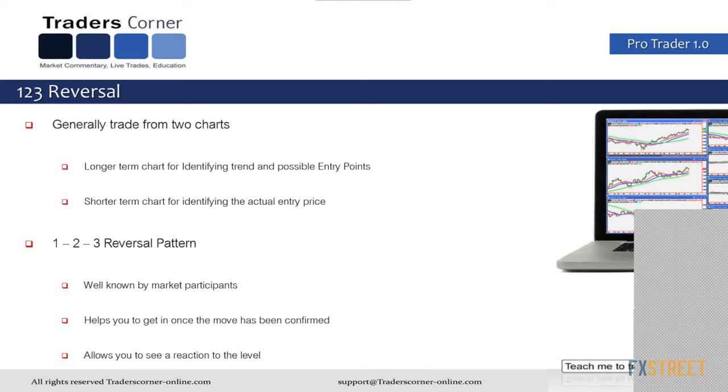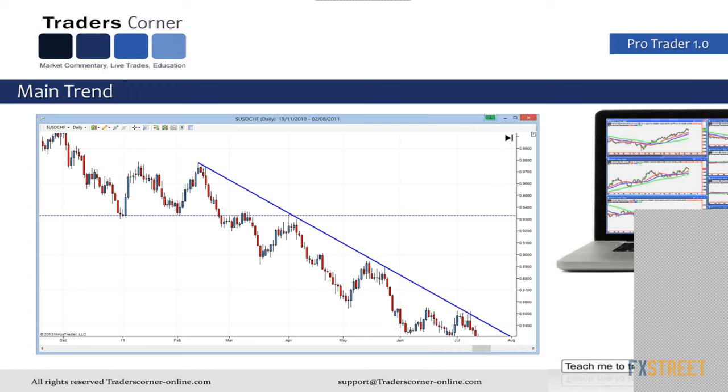So here is an example of a daily trend. All right, this is the dollar franc. And as you can see, we've got a trend line pointing to the downside. The market is making lower highs and lower lows all the way down. We have a previous level of support here, which becomes resistance. What happens? The market comes up to that level, previous level of support, treats it as a resistance, and then sells off.